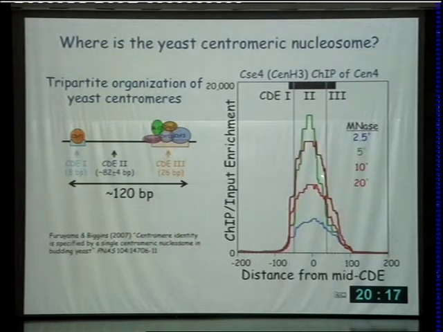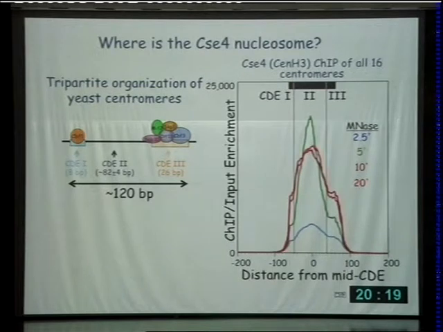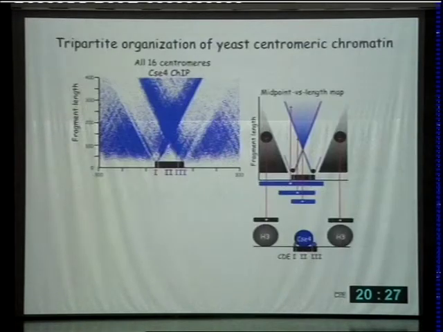So we see the tripartite structure of the DNA reflected in the tripartite organization of centromeric chromatin. Then if we do V-plotting on the same data, that was centromere 4. This is all 16 yeast centromeres, and they show exactly the same thing. So this is very clean. And here's what the V-plot looks like for all 16 yeast centromeres. We have a vertex here that corresponds to 120 base pairs of protection. That's protection of the whole region. But we also see these satellite Vs, one directly over CDE1, the other directly over CDE3.